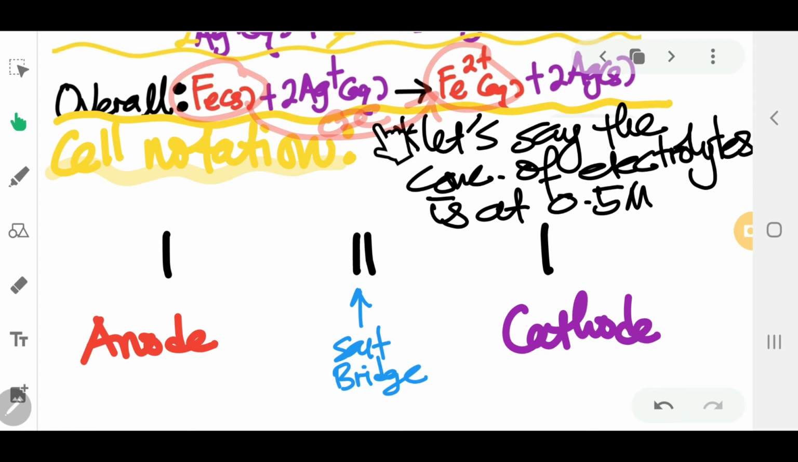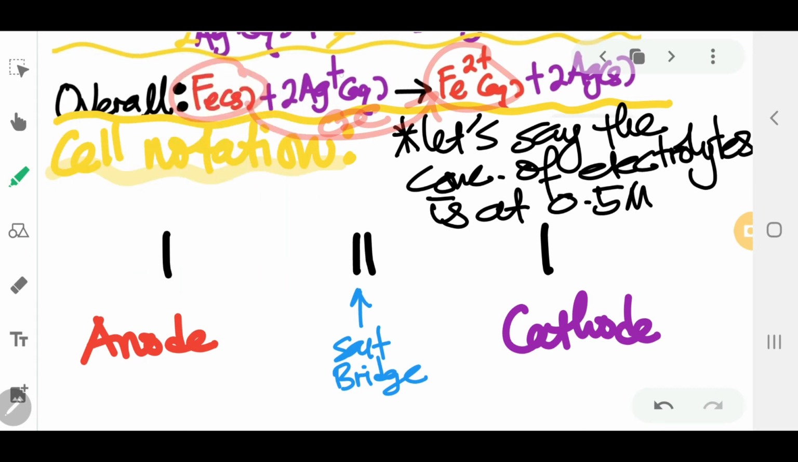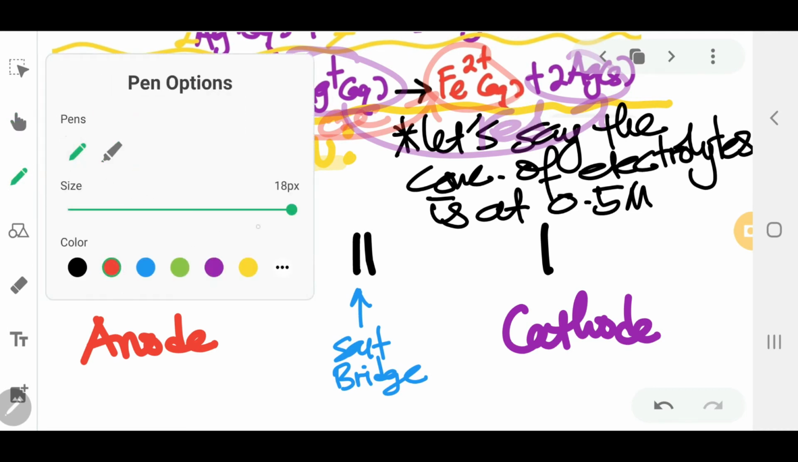So oxidation will happen at the anode because, remember, red cat. So when you have reduction over here, okay, reduction, red cat, reduction will happen at the cathode. Okay, so we're going to do the anode first. That's okay. Not a problem at all.